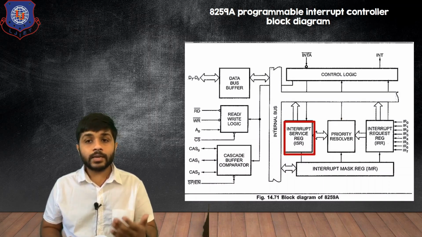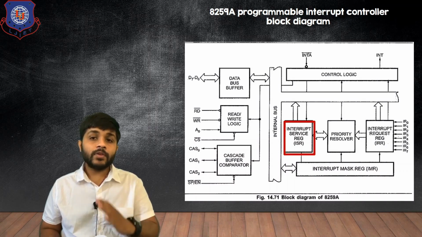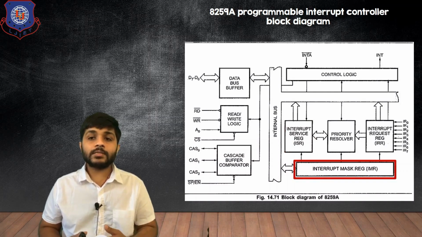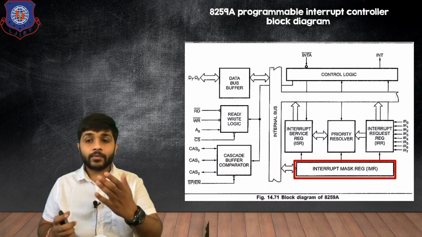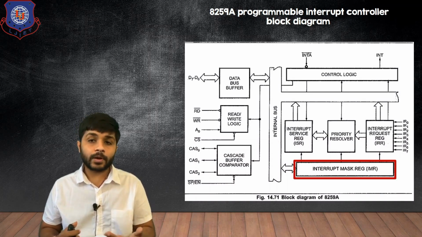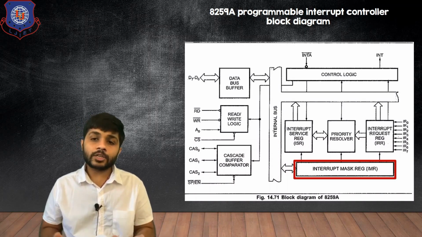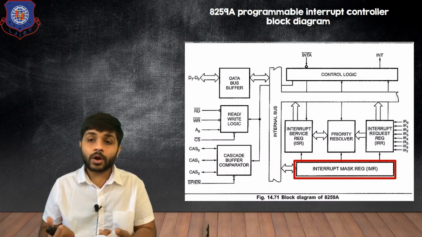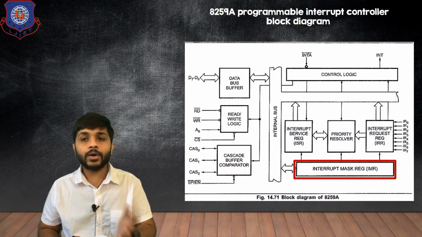The next block is the interrupt service register. So the interrupt which has the highest priority in the priority resolver will be transferred to the interrupt service register. After that, the next register is the interrupt mask register. Again, like I just said, all these interrupts are programmable. You can mask some interrupts and unmask others. When you mask interrupts, the value for the masked interrupt will be stored in this register. So from this block, the 8259A can decide which interrupts are masked and which are not masked.